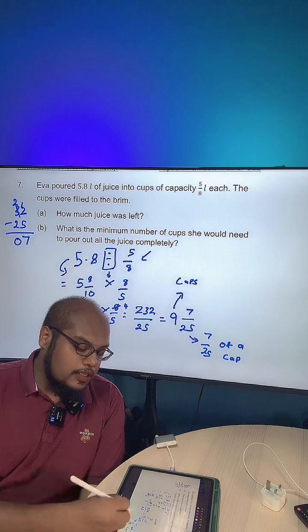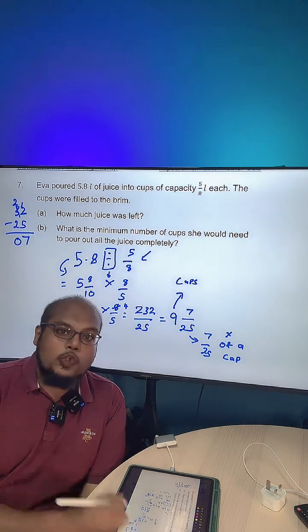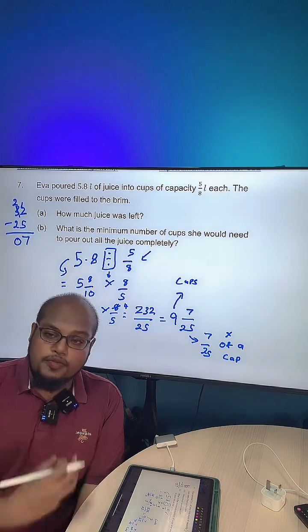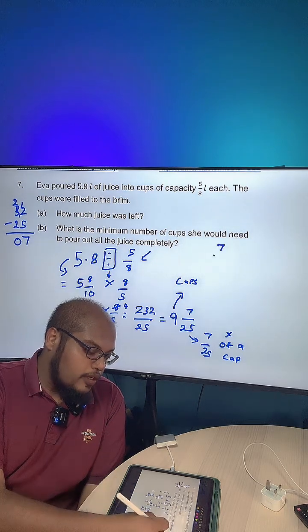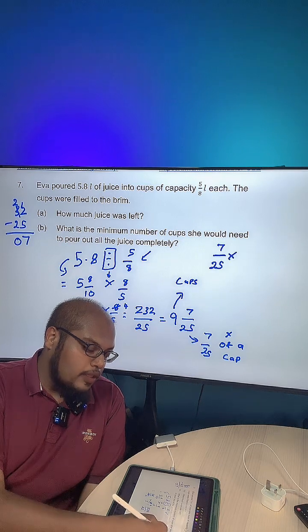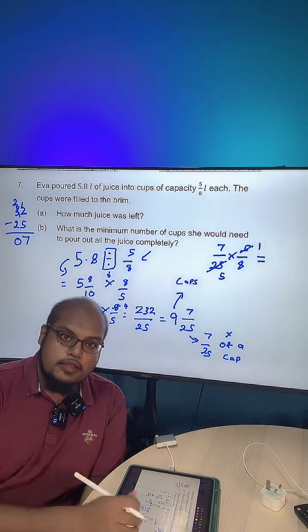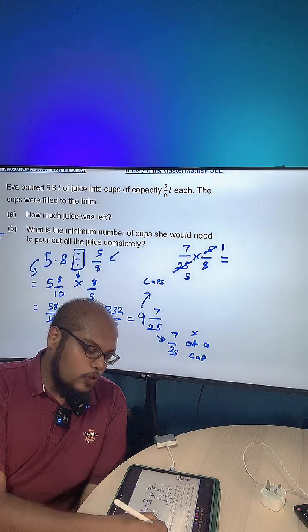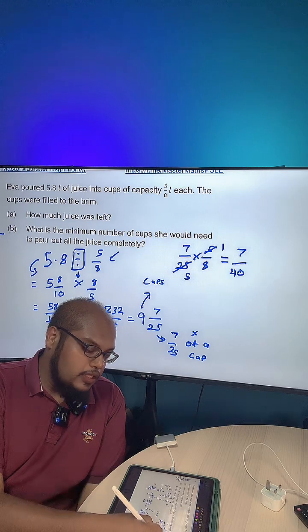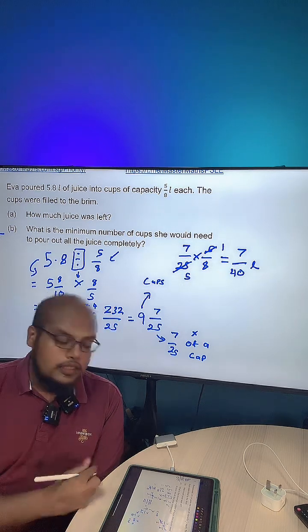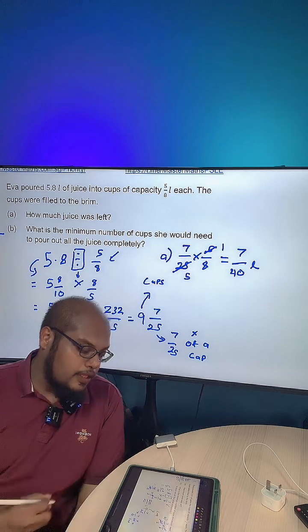Okay, so we need to find this. Of here means times, right? So what's left is enough to fill 7 over 25 of a cup. So 7 over 25, one cup is 5 over 8. Cancel 5, cancel 1. So 7 over 40 liters. This is your answer for part A.